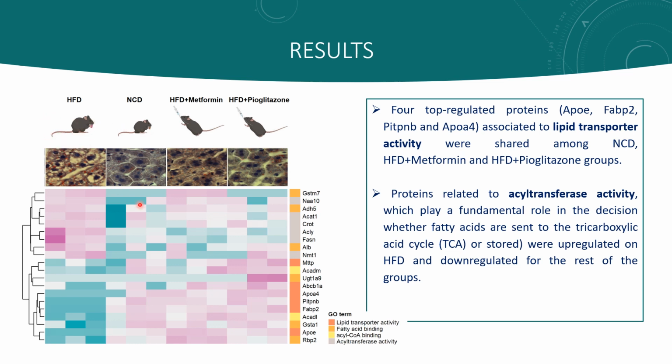The heat map shows that proteins associated with lipid transporter activity were shared among normal chow diet and both treated groups. On the contrary, proteins related to acyltransferase activity, which plays a fundamental role in the decision of whether fatty acids are stored, were upregulated on high-fat diet.